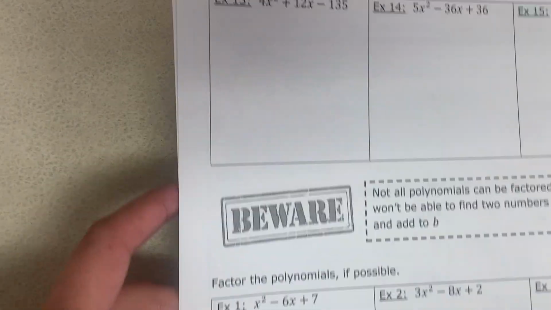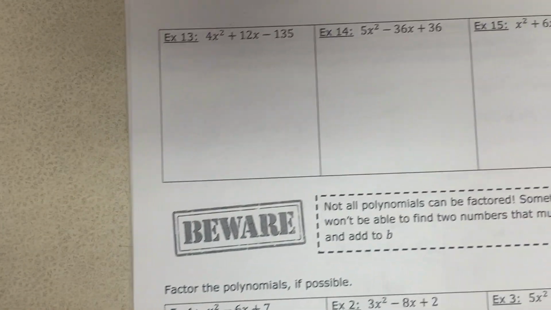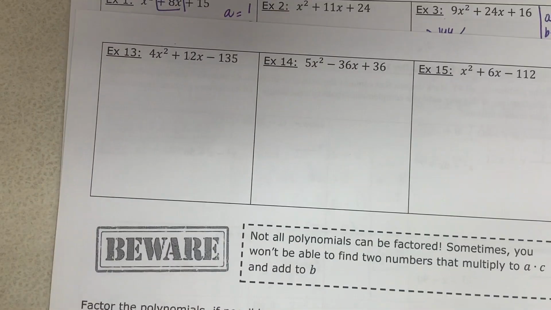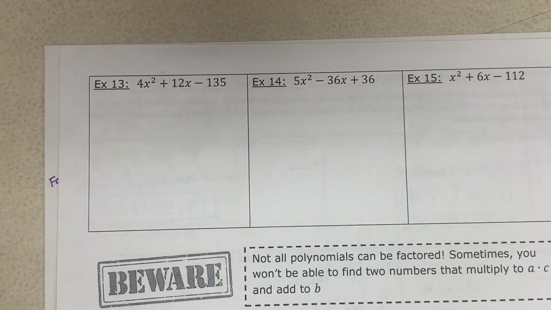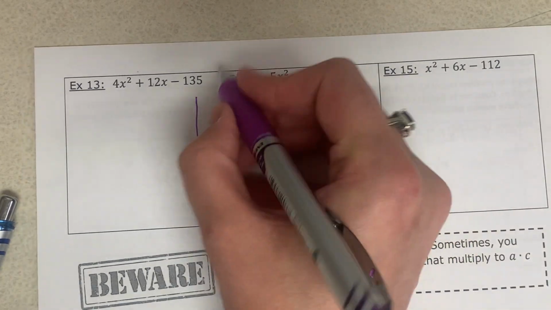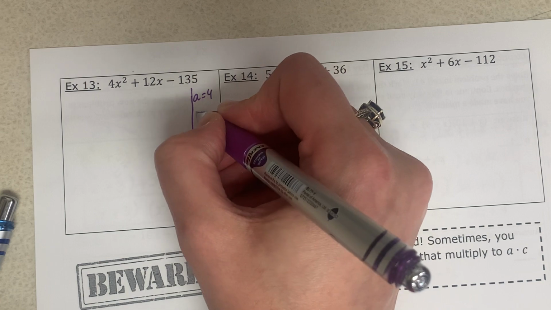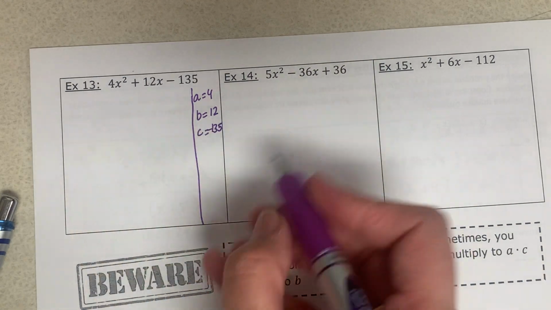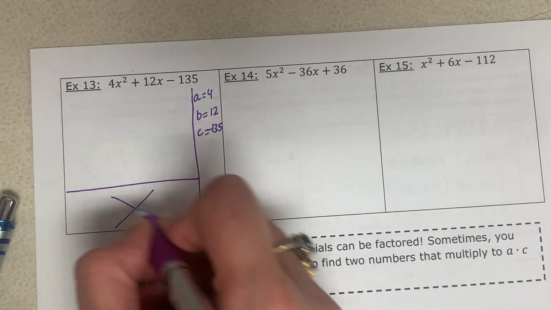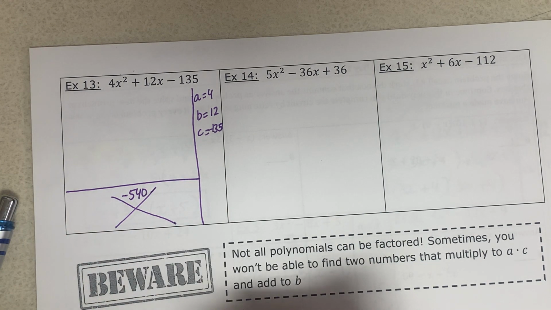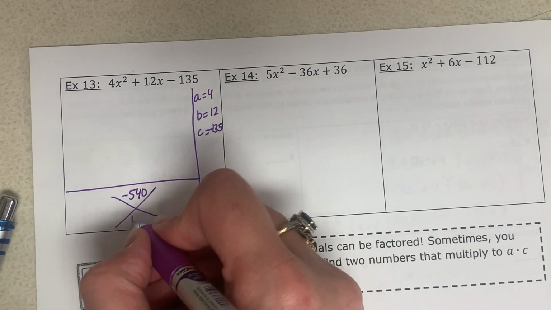All right. I will help you with number 13, and then maybe one at the back, in the end, where you have no factors. So let's do that. These are big numbers, so we have to pay attention. A is 4, B is 12, and C is negative 135. My X puzzle is negative 540 on the top, and B is 12, so 12 at the bottom.